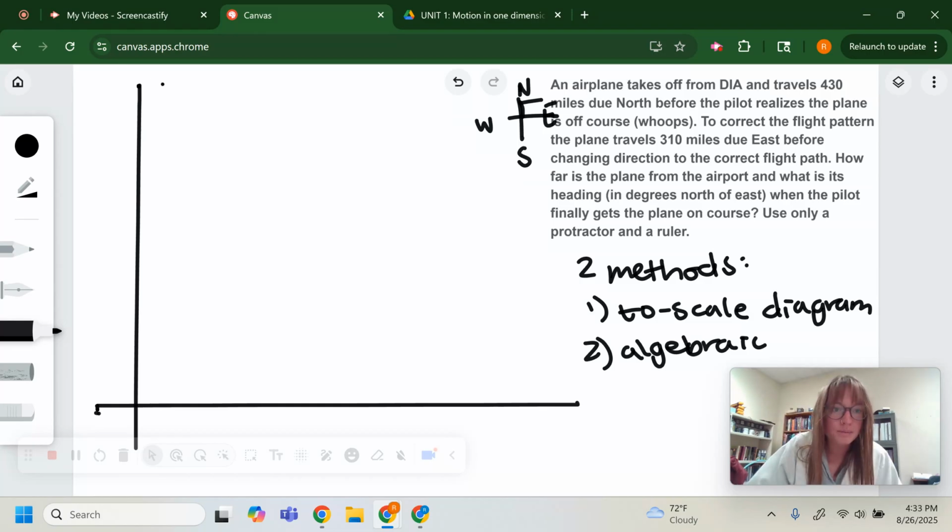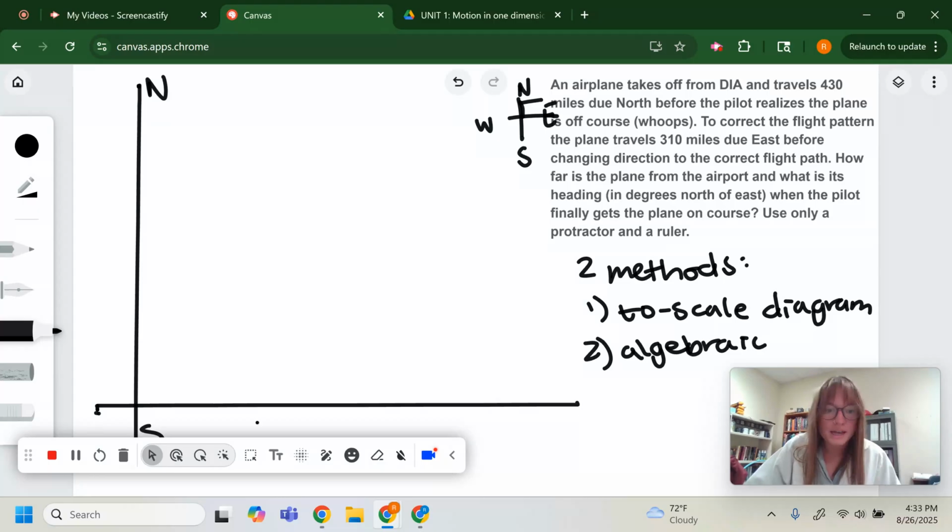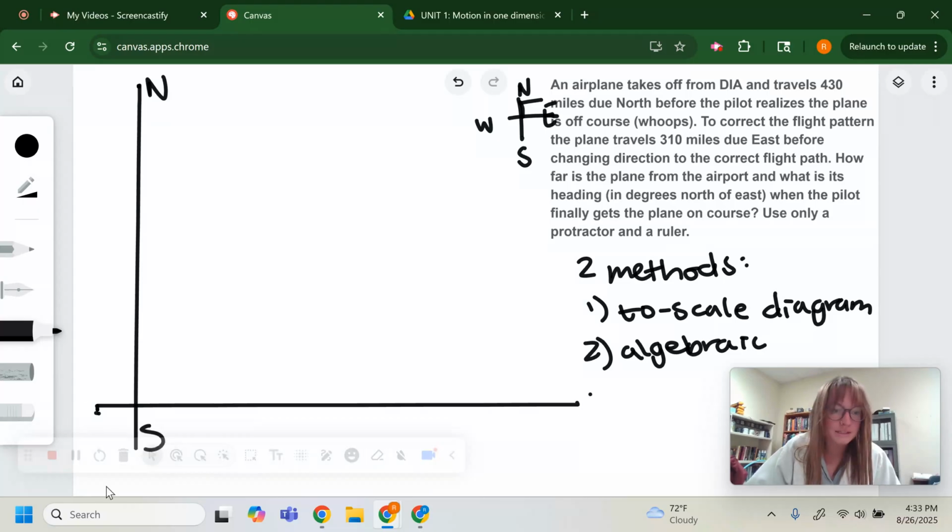I'm going to label this guy at the top, north. Down here at the bottom, I shall label this south. Here I shall label this east, and I shall label this end west, because that's the way that a compass goes. Now, here I've labeled everything north, south, east, and west.